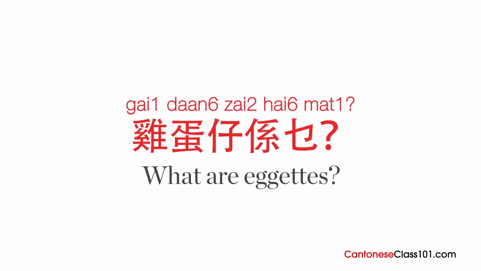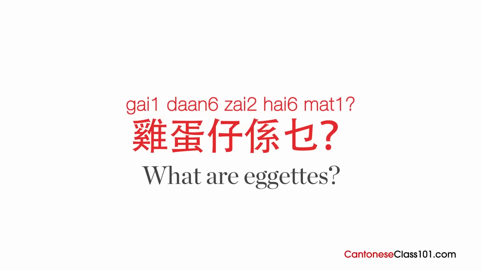If someone was talking about, say, eggets, 雞蛋仔, yum. If you don't know what that is, then you can ask, what are eggets? 雞蛋仔係乜? So we start with the name of the item. 雞蛋仔 is a kind of Hong Kong street snack. Then we add 係乜? to form the question, what are eggets? Very straightforward. Now, you try to form a question. Leave it in the comment section for us to read.